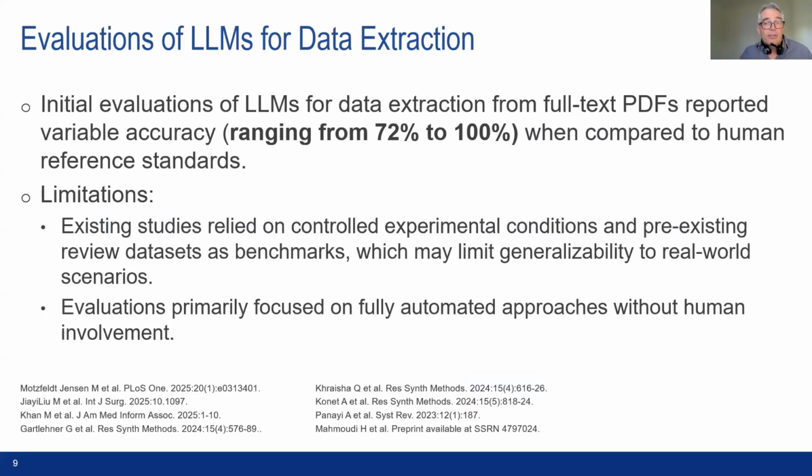Several studies have validated the use of large language models for data extraction from full text PDFs, and they reported accuracies that ranged between 72 to 100% compared to human reference standards. This sounds very promising, but there are also substantial limitations of these studies. They were all conducted in controlled settings using pre-existing review data sets as benchmarks, which may limit the generalizability to real-world systematic reviews, real-world scenarios.